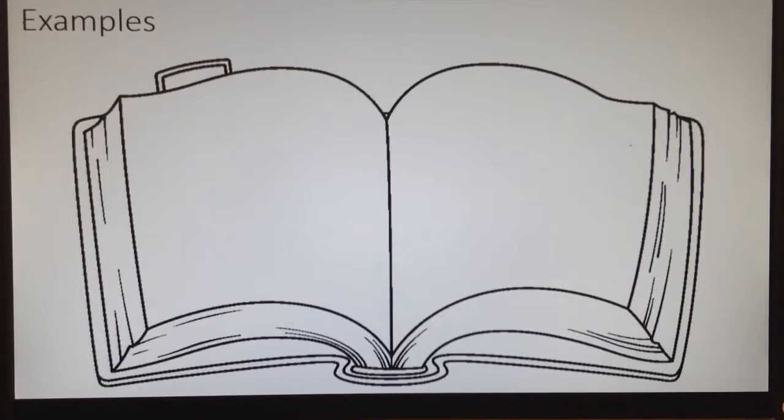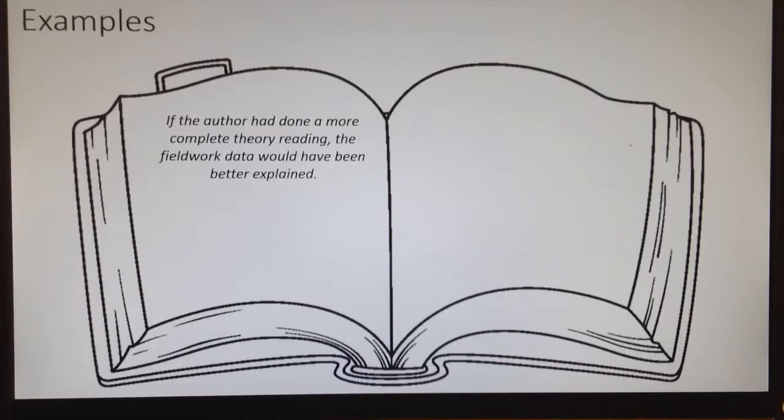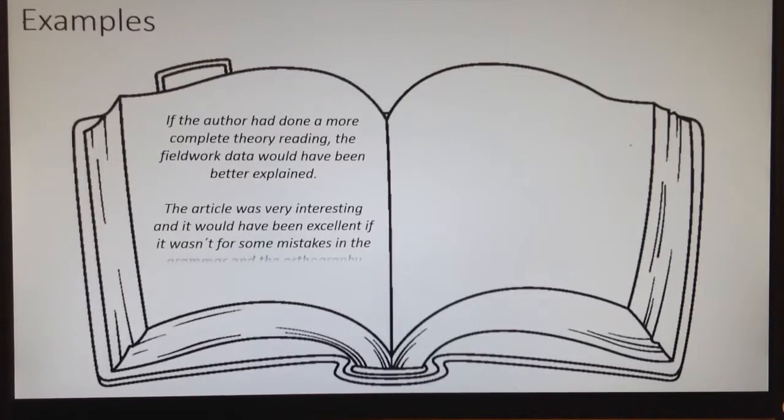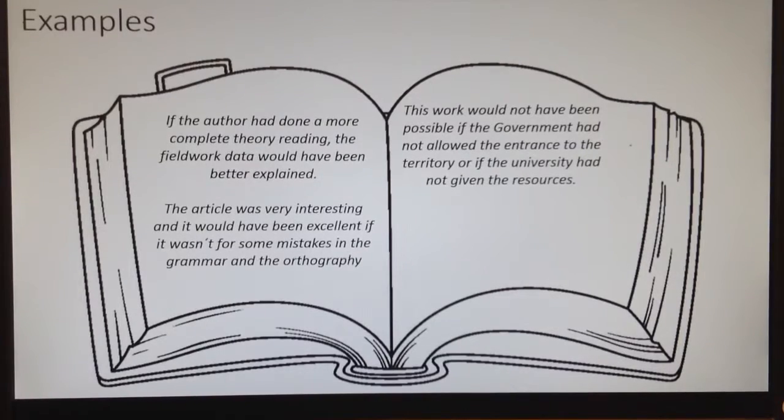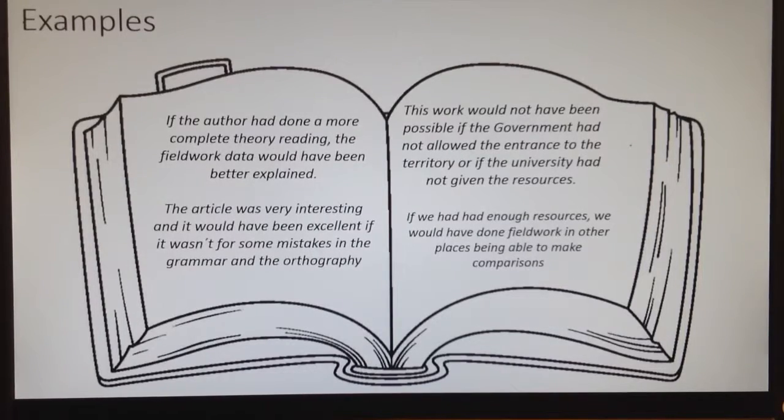Now, let's read some examples in academic writing. If the author had done a more complete theory reading, the fieldwork data would have been better explained. The article was very interesting and it would have been excellent if it wasn't for some mistakes in the grammar and the orthography. This work would not have been possible if the government had not allowed the entrance to the territory or if the university had not given the resources. If we had had enough resources, we would have done field work in other places, being able to make comparisons.